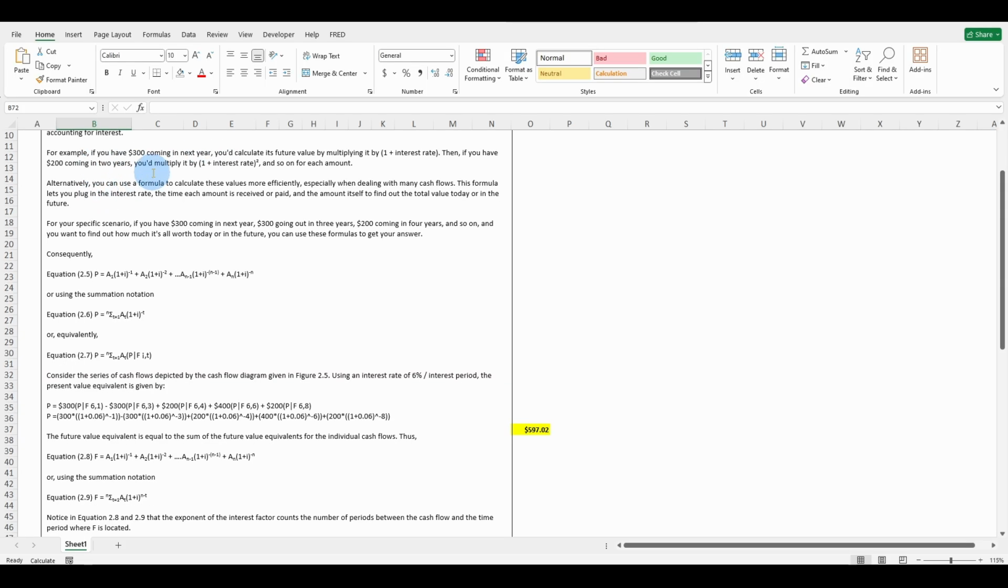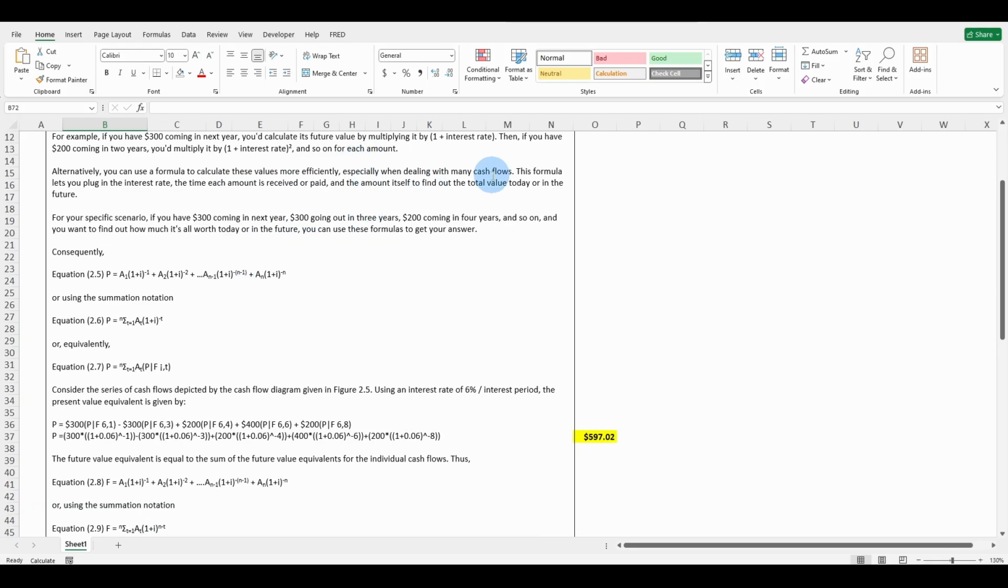For example, if you have $300 coming in next year, you calculate its future value by multiplying it by 1 plus the interest rate. Then, if you have $200 coming in 2 years, you multiply it by 1 plus the interest rate to whatever term that is. That looks like in 2 years, and so on each month. Alternatively, you can use a formula to calculate these values more efficiently, especially when dealing with many cash flows. This formula lets you plug in the interest rate, the time each amount is received or paid, and the amount itself to find out the total value today or in the future.